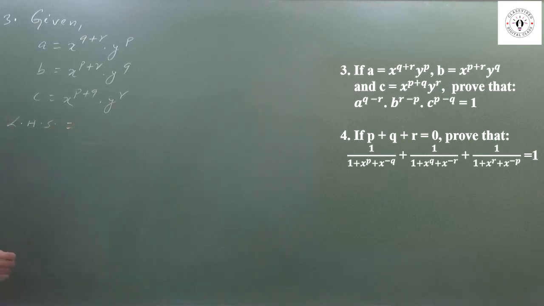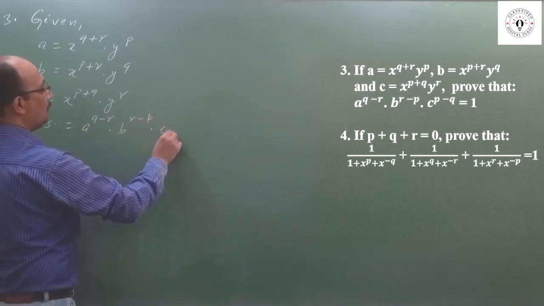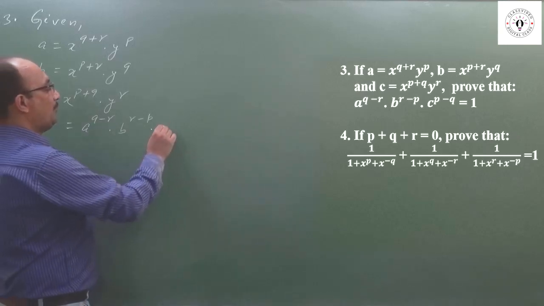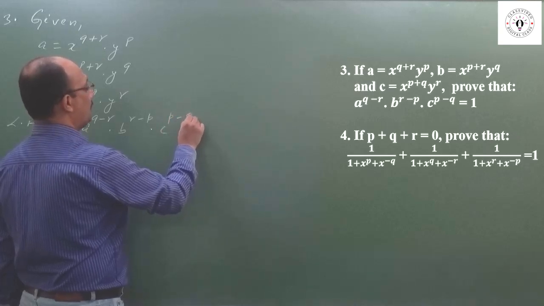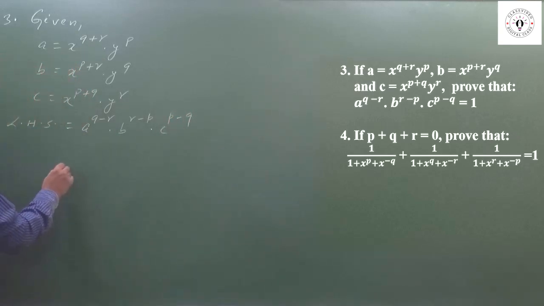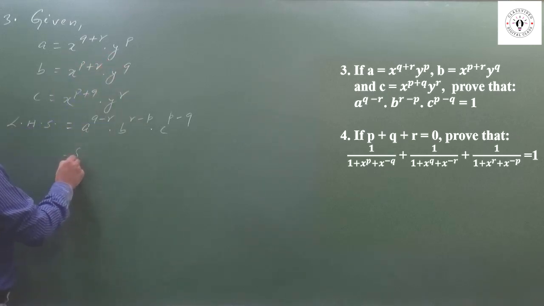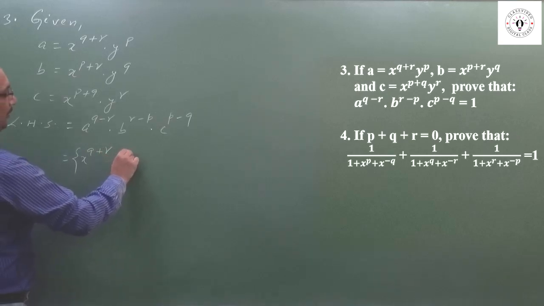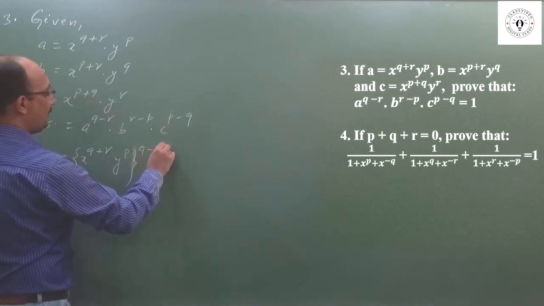Then left hand side I am taking. What is left hand side? a to the power q minus r into b to the power r minus p into c to the power p minus q. This is left hand side. Now put the value. So in the place of a, we can write this: a means x to the power q plus r into y to the power p, and this whole to the power q minus r.